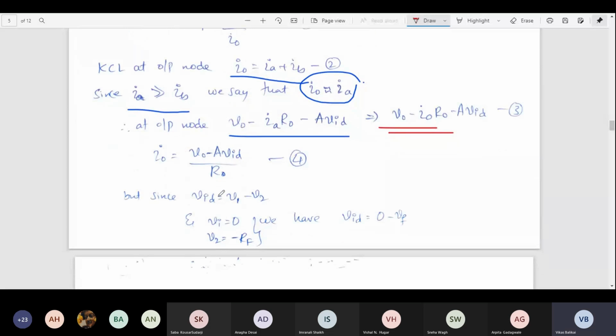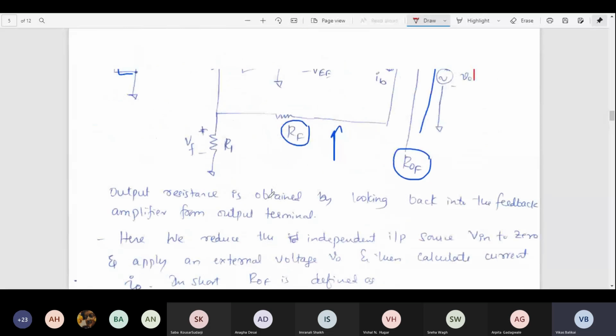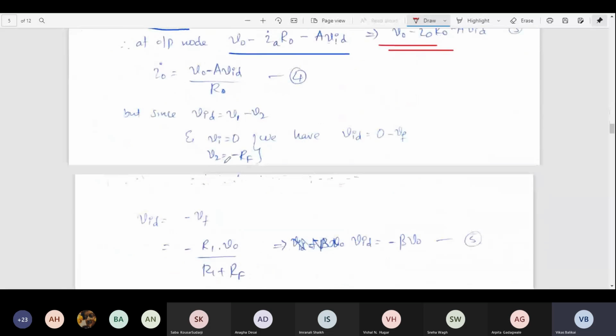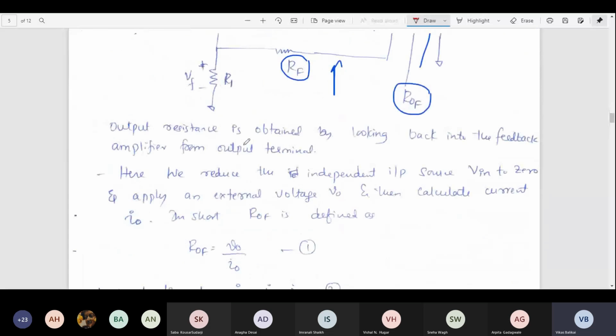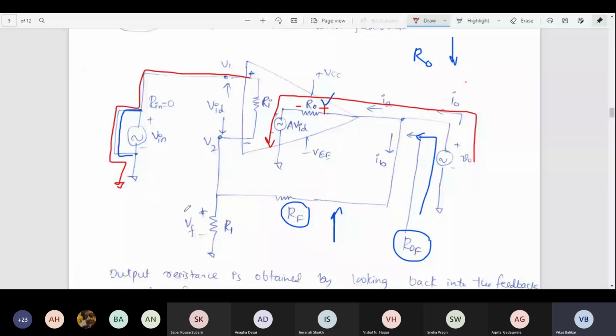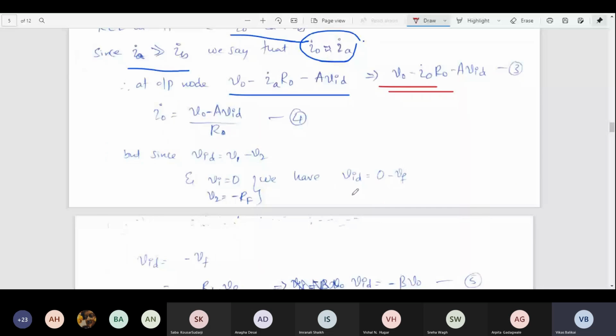Now I also know that VID, the input difference voltage, is nothing but the difference between the two voltages present at the input side. V1 minus V2 is your VID. Why this is required, I'll tell you. Where is your V1 connected? V1 is connected to ground, because right now you are finding the output resistance and you have shorted the input source. So V1 is equal to 0, and this term becomes nullified.